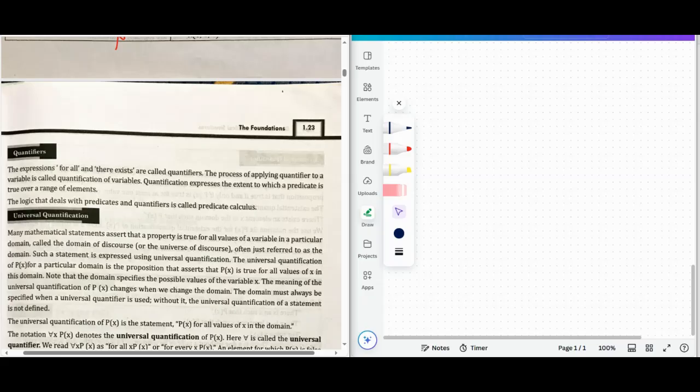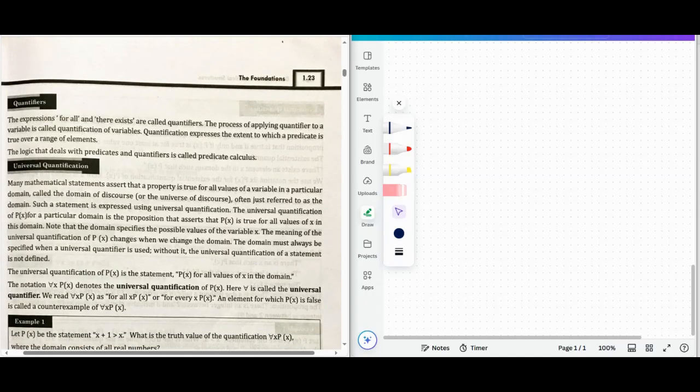Then you have the next one, quantifiers. What is meant by quantifiers?